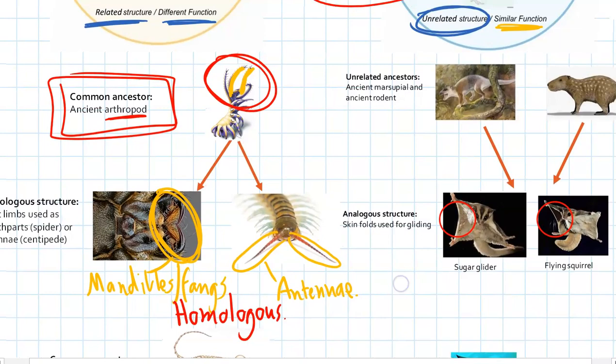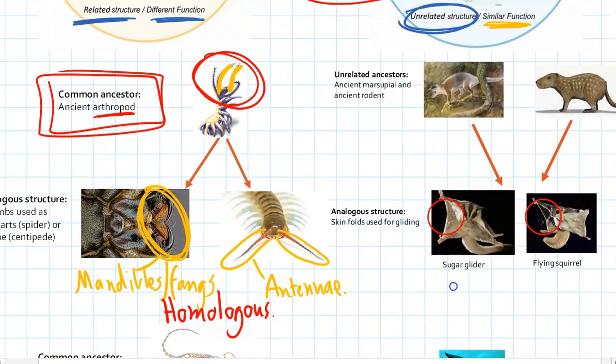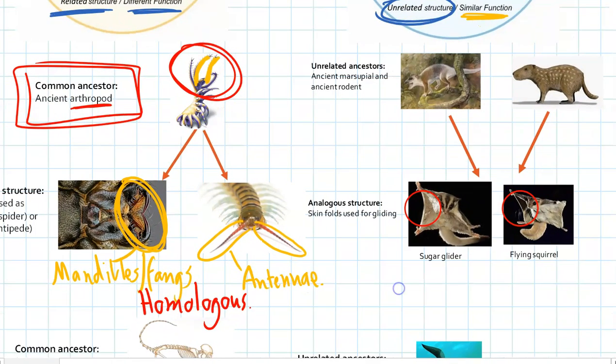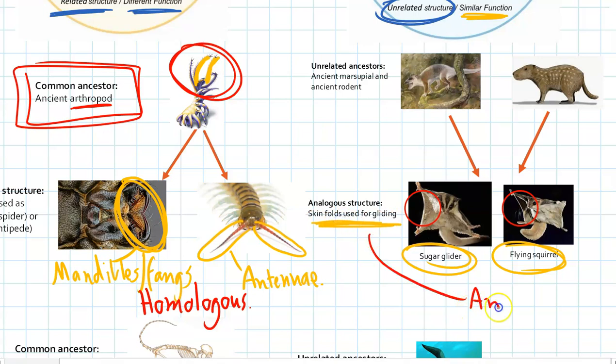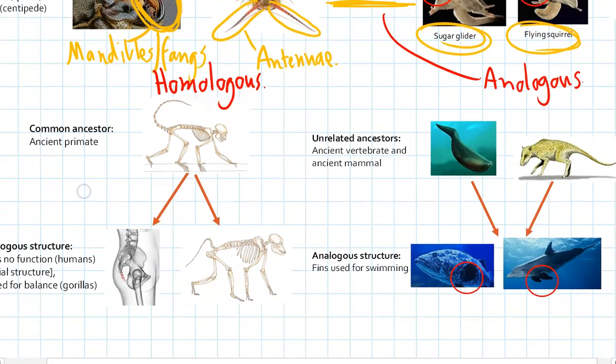Okay, well here's an example of an analogous structure, and we talked about this one earlier. So in the sugar glider and the flying squirrel, we would call their skin folds that help them glide an analogous structure. Because their ancestors didn't have that structure, they just both happened to evolve them because they've evolved to suit the gliding role in their environment. Okay, 2 more.